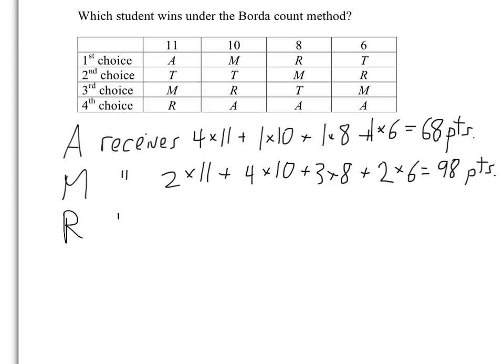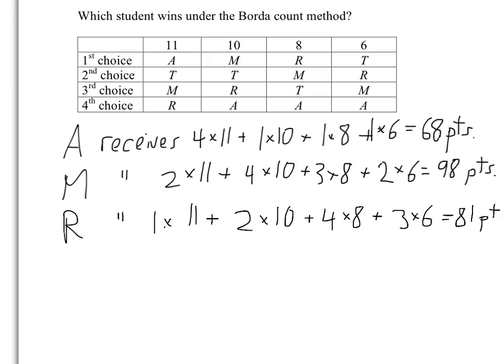We move on to find that Rachel receives 1 point on each of 11 ballots, then 2 points on each of the next 10 ballots, plus 4 points on each of the next 8 ballots, plus 3 points on each of the remaining 6 ballots, for a total of 81 points, so she will not be the winner. Mark is still in first place.